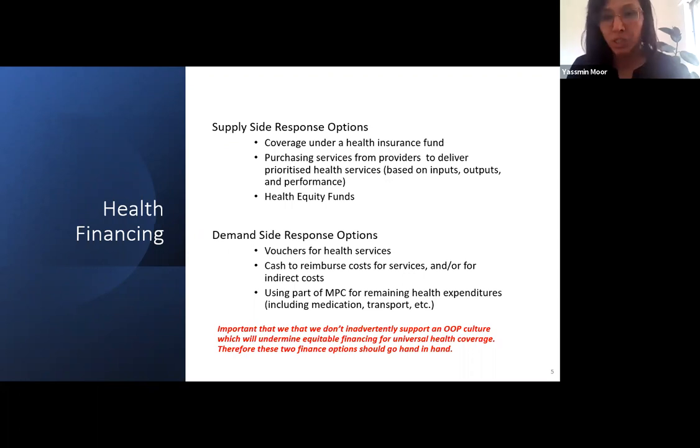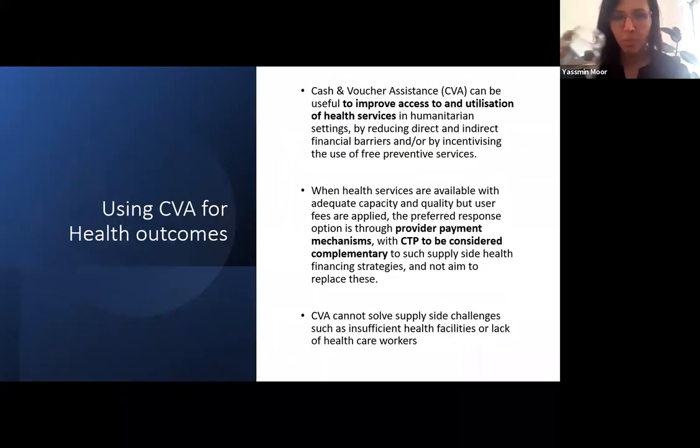But I do think it's important to highlight that the optimal response should be related to supply side response option, so as not to encourage any culture of user fees. So you should explore all options related to reducing these user fees before going into exploring how to use cash and vouchers to address some of these financial barriers. Next slide, please.